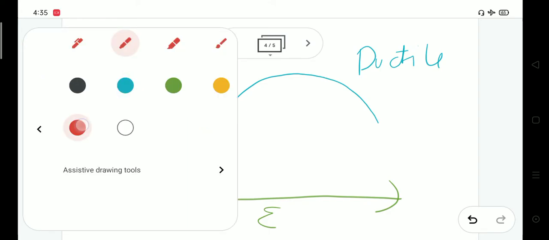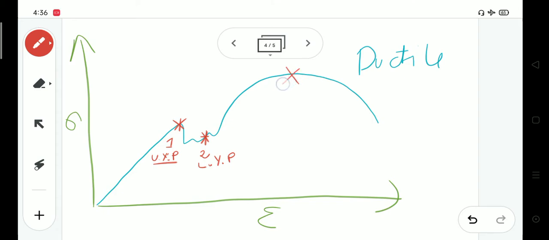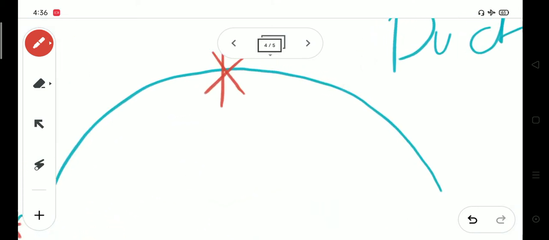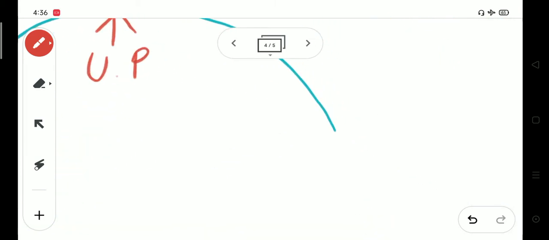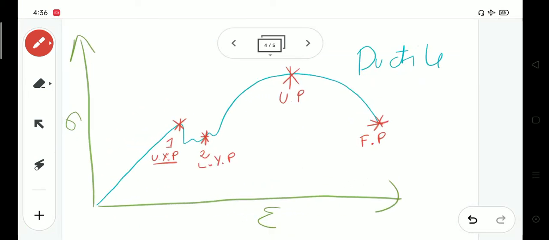Now next, here is the ultimate point, where the stress is maximum. Fine. And this is the most dangerous or vulnerable point, that is called your fracture. Fine. So we have 4 basic points. Let me name 3 and 4. One is the upper yield point, the lower yield point, the ultimate point, and the fracture point.